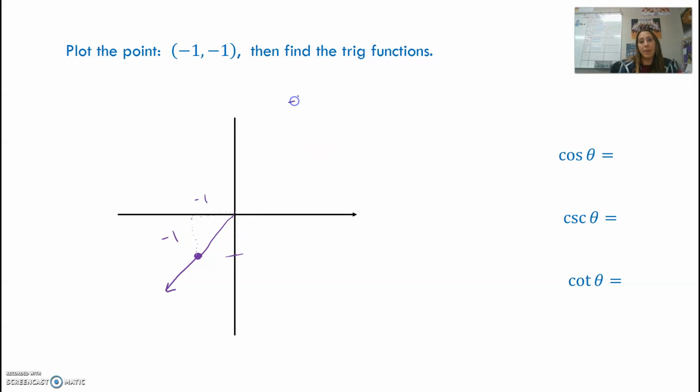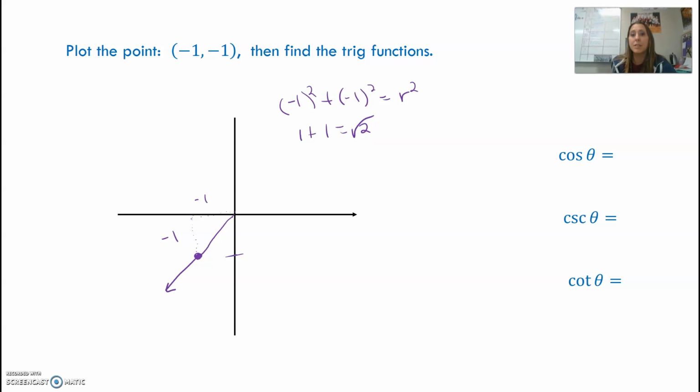So I'm going to have -1 squared plus -1 squared, and that's going to equal my r squared. So 1 plus 1, -1 times -1 is a positive 1, so we want to make sure we get that. So then I get 2, and then I've got to take the square root of that because that's what r squared equals, and so I get the square root of 2. So I have the square root of 2.